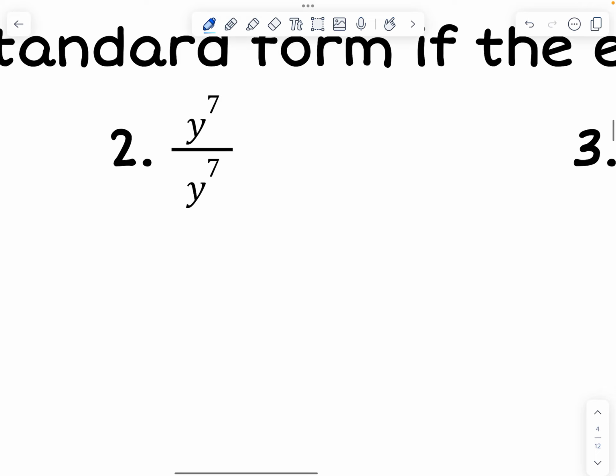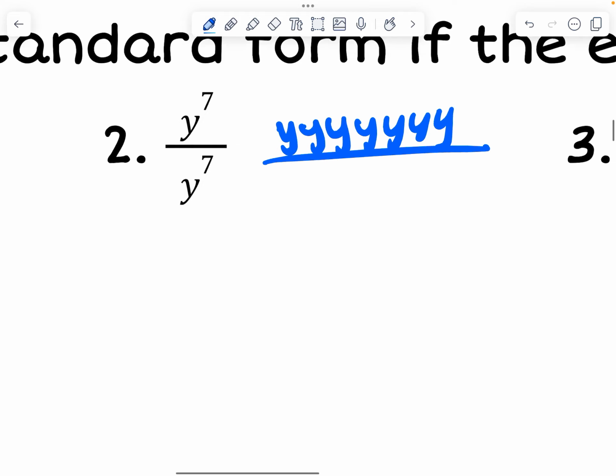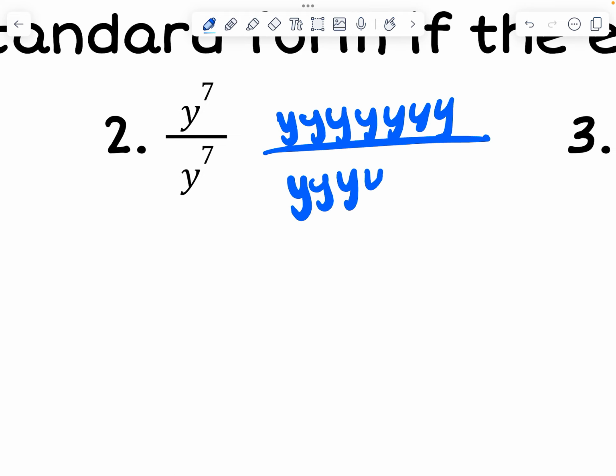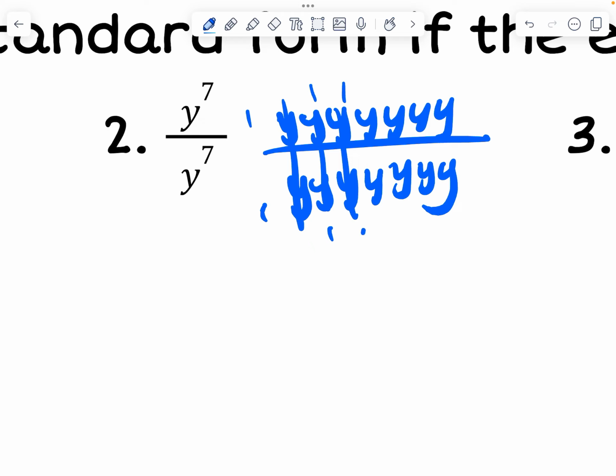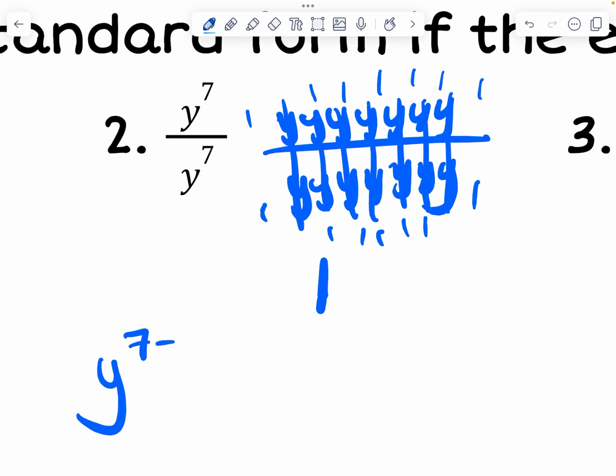Okay, on this one, I have 1, 2, 3, 4, 5, 6, 7 over 1, 2, 3, 4, 5, 6, 7. Cancels out, that's 1. Cancels out, that's 1. Cancels out, that's 1. So guess what? My answer is 1. Now, could you also have subtracted your exponents? Sure. I would have gotten y to the 0 power, and anything to the 0 power is 1.